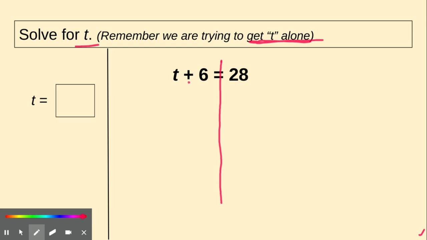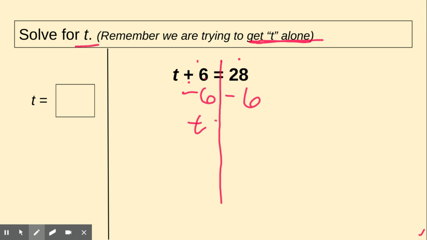I see we have plus 6. So I'm going to take the opposite of plus 6 to both sides of our equation. And the opposite of plus 6 is minus 6. So I'm going to minus 6 to both sides of our equation. 6 minus 6 is 0. So now we are left with just t on that side of the equation because 6 minus 6 is 0.